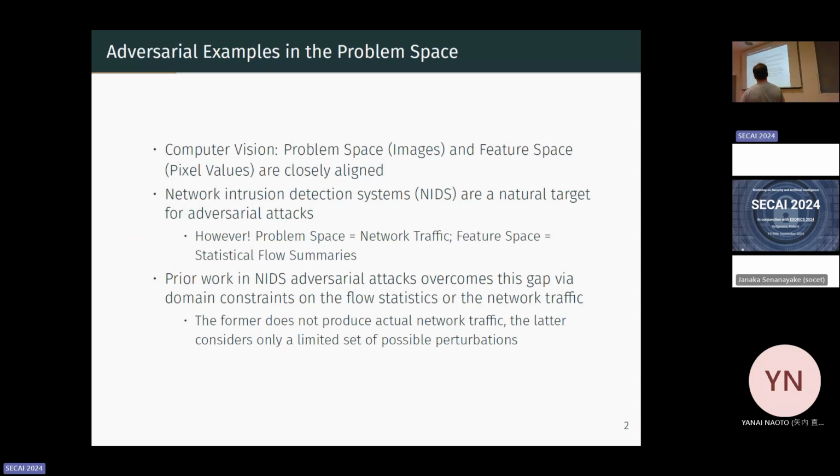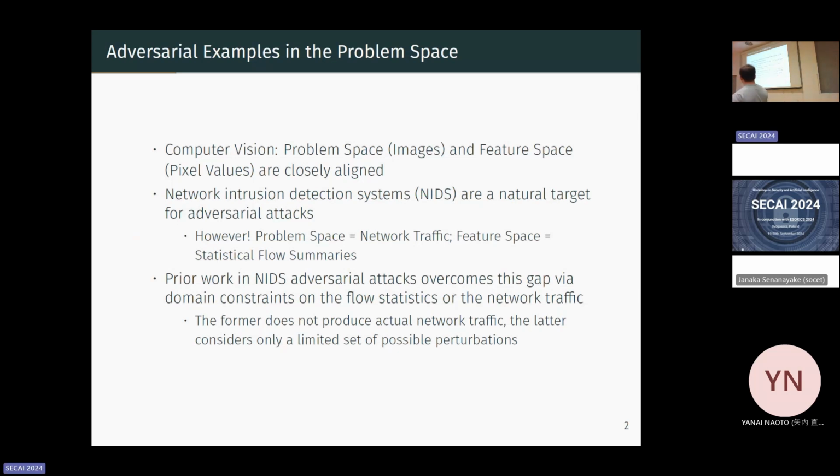There are prior attempts to overcome this gap that network intrusion detection systems face. Some try to enforce domain constraints on the flow statistics that you might generate with an adversarial example, and others operate directly on the network traffic. But the former does not produce actual network traffic that you can test afterwards. It just says, here we've made some perturbations to our flow statistics that we believe are reasonable. You don't have a PCAP file yet.